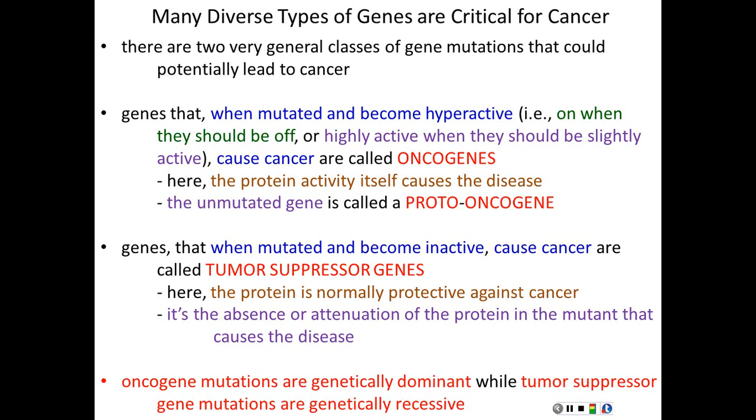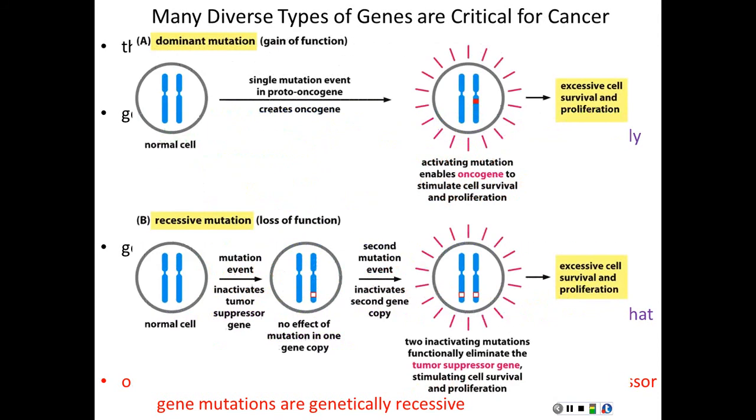Oncogene mutations are genetically dominant, while tumor suppressor gene mutations are genetically recessive. What we mean by that is to get an oncogene effect, you need only one oncogene allele. To get cancer from a tumor suppressor gene, you need 2 mutant alleles. And I want you to think about why that is. We'll come back to this in class, but I want you to think about why oncogenes are dominant and you only need 1 allele, while tumor suppressor genes are recessive and you need 2 mutant alleles for cancer to develop there.